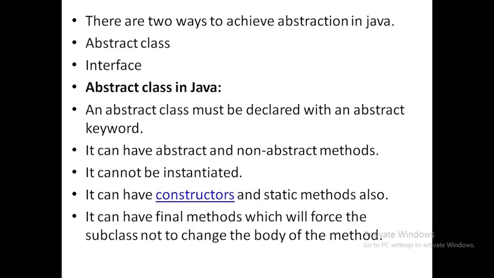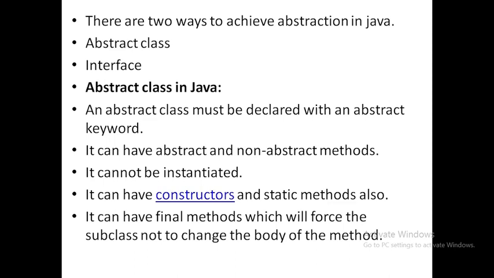In Java, if you want to achieve abstraction, we have to follow two ways to achieve abstraction in the Java programming language. That is abstract class and interface. The first one is abstract class, and the other one is interface.